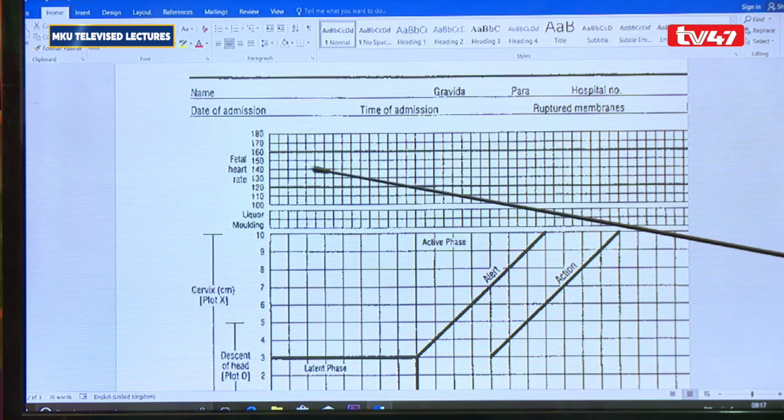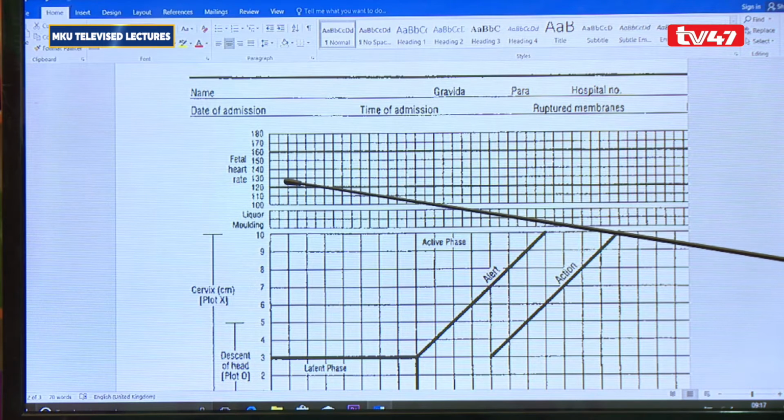In case the fetal heart rate is just below the normal, approaching 120, we can actually correct it before it goes to 120 by giving the mother a drip of normal saline.